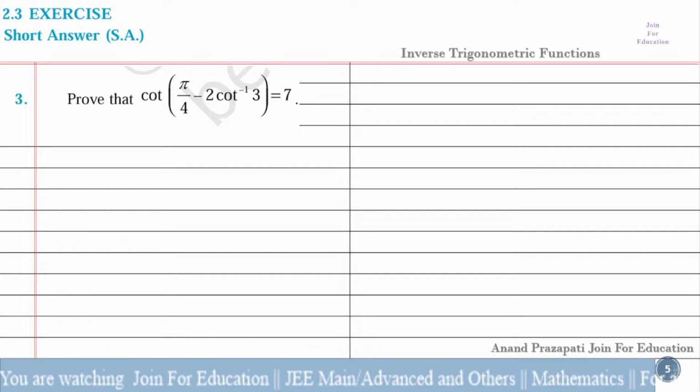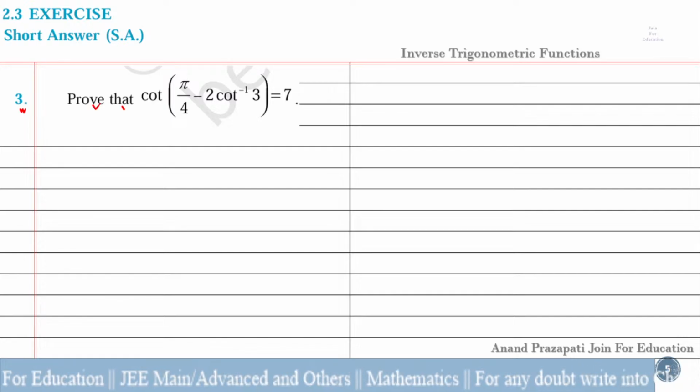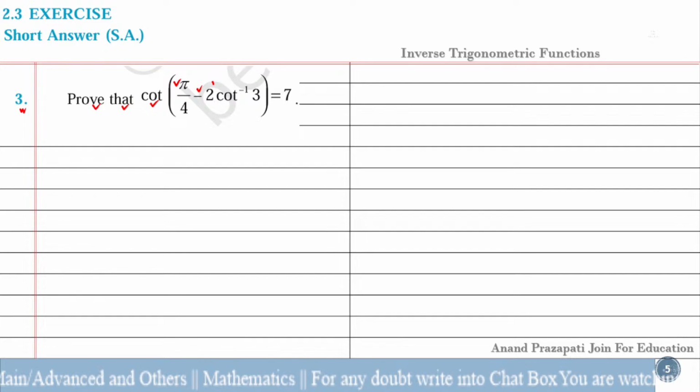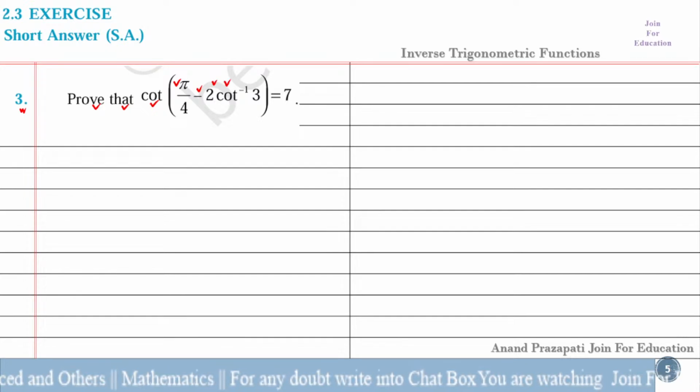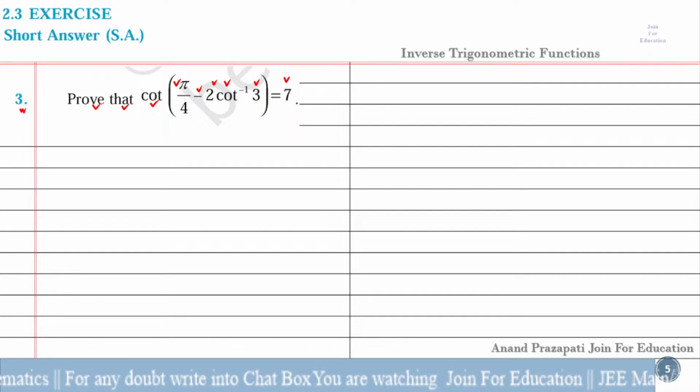Let's see question number 3. In this question, we are asked to prove that cot of pi by 4 minus 2 cot inverse 3 equal to 7. So let's see the solution of this question.